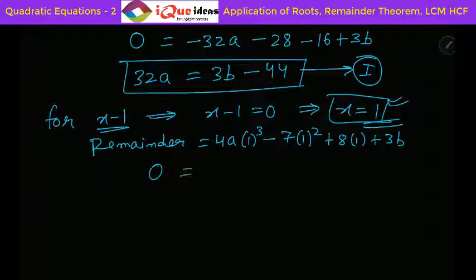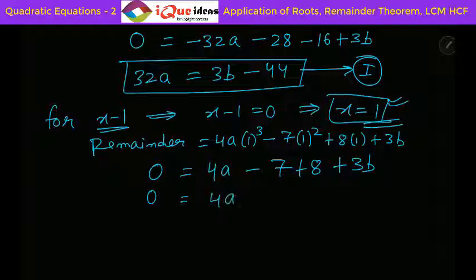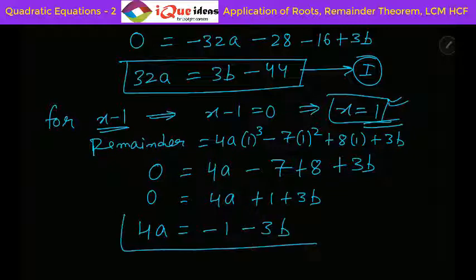So in this case also, the remainder should be 0. So 0 equal to, now simplify, 1 cube is 1, so it is 4a minus 7, 8 into 1 is 8, right, now plus 3b. So from here we have 0 is equal to 4a plus 8 minus 7, that is plus 1 plus 3b. Alright, so from here we get 4a is equal to minus 1 minus 3b. Right, so these are the two equations that we have.